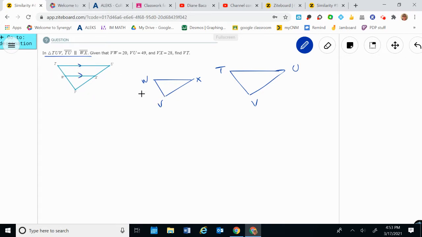Given that VW is equal to 20, VU is equal to 49, VX is equal to 28. Find VT. All right, so they purposely gave it to you out of order, but as long as you have them drawn in the same orientation, it's really easy to see which sides correspond. So I'm going to set it up. I'll call this X because I like X. X over 20 is equal to 49 over 28.